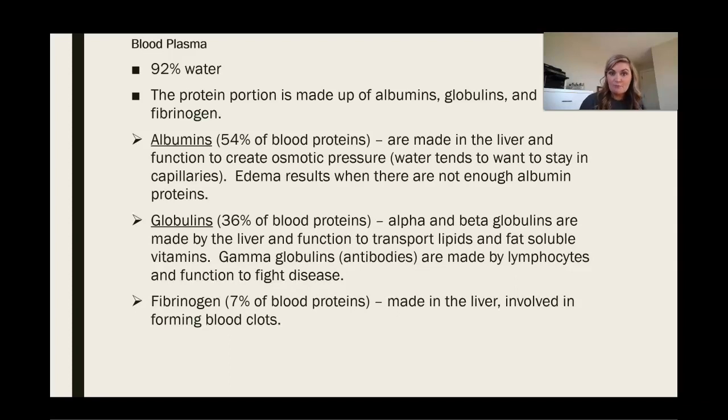All right, next is fibrinogen. This is going to be 7% of blood proteins. This is going to be made in the liver, and it's involved in forming blood clots. So fibrinogen is then going to help create fibrin, and that's going to create almost like a net-like form for platelets and blood cells to stick to in order to stop hemorrhaging or stop bleeding.